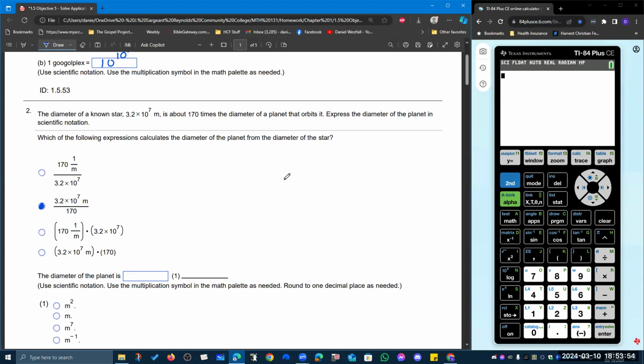And then 3.2, second, EE 7. We're going to take that and divide it by 170. I've already set up my calculator to be in scientific notation, rounded to 1 decimal point. So this is 1.9 times 10 to the 5th. And this is going to be in meters because we were in meters before and we haven't changed units.